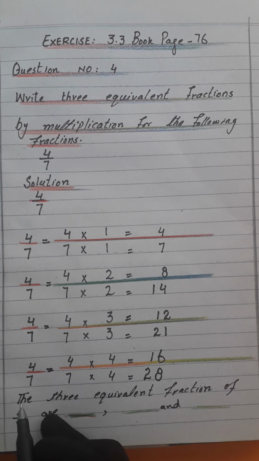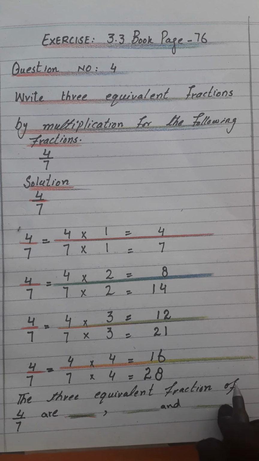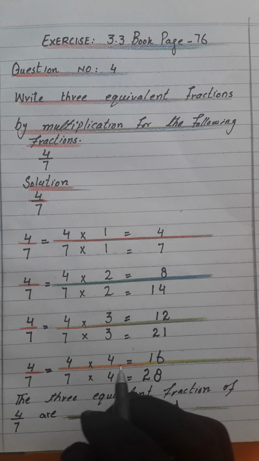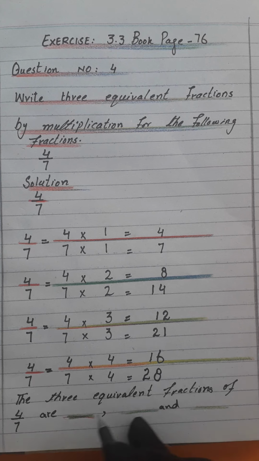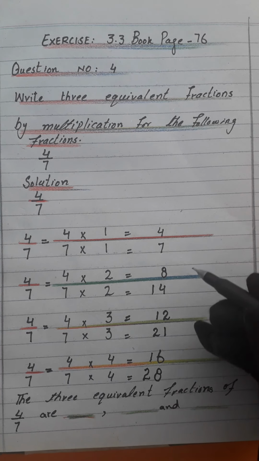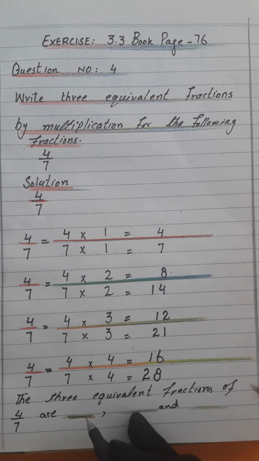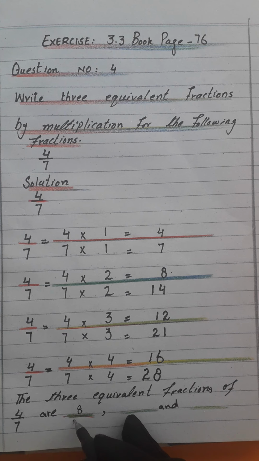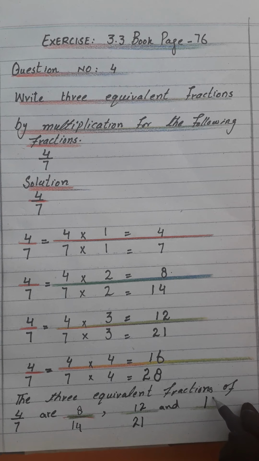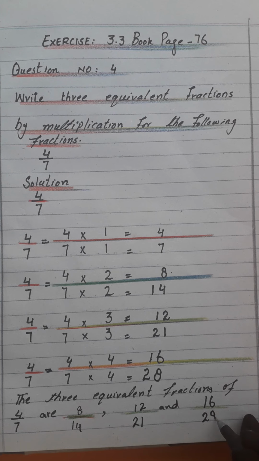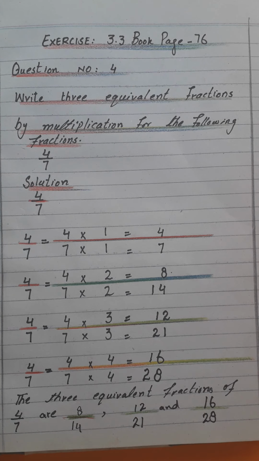Okay, now you people write the statement: the three equivalent fractions of 4 over 7 are, you people select this one, 8 over 14. Next one 12 over 21. Next one and 16 over 28. Clear? This is your question. Clear, students?